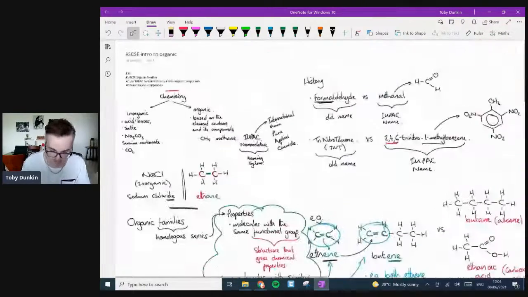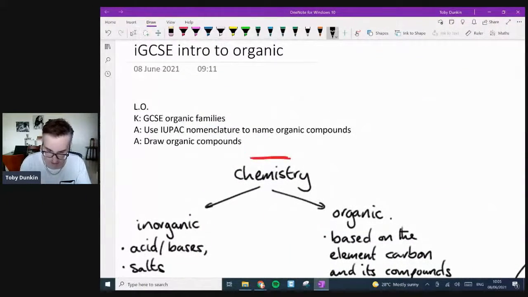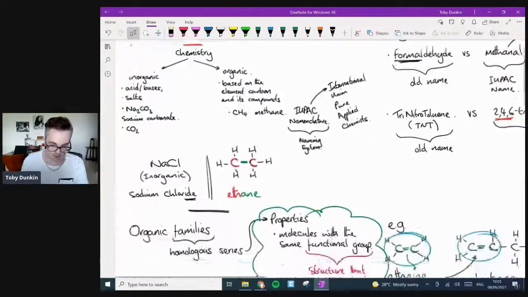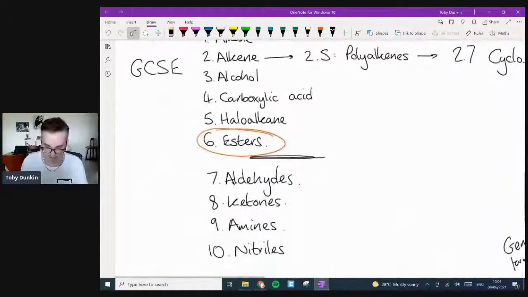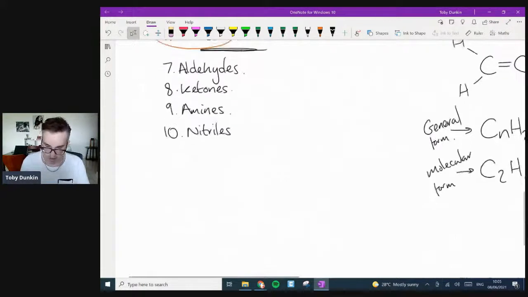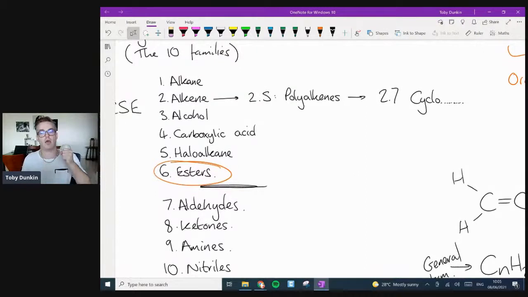Okay, so now that we've seen what families we've got to learn, what's important to do is use IUPAC to name organics and drawing. So we're not going to get to that point today. What I now want to do is focus on these families because I want to show you what each of these looks like. So what I'm going to do is show you one of each of these and just explain to you which bits are important. Is that what I want to do?